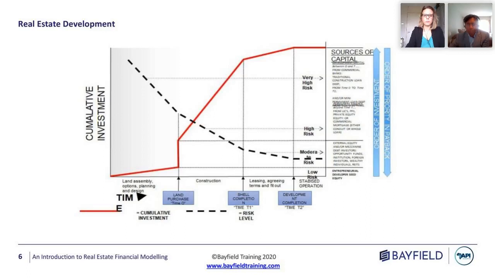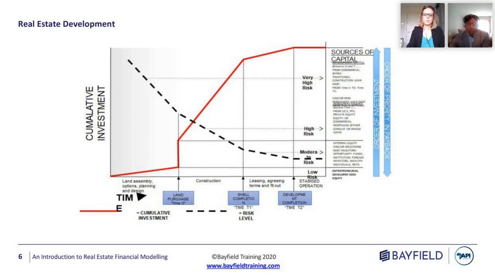What you see here, which is key to implement in Excel, is the distribution of costs. Costs could be distributed in many different ways. And in this slide, you see approximately that the cumulative investment has the shape of an S curve. And building an S curve in Excel is one of the fundamental things that we will teach you to implement a real estate development cash flow in Excel.